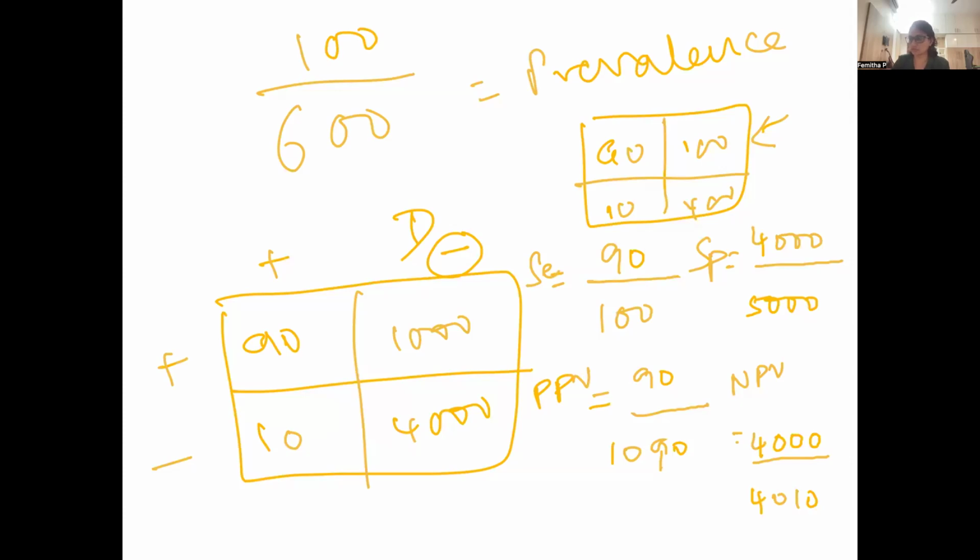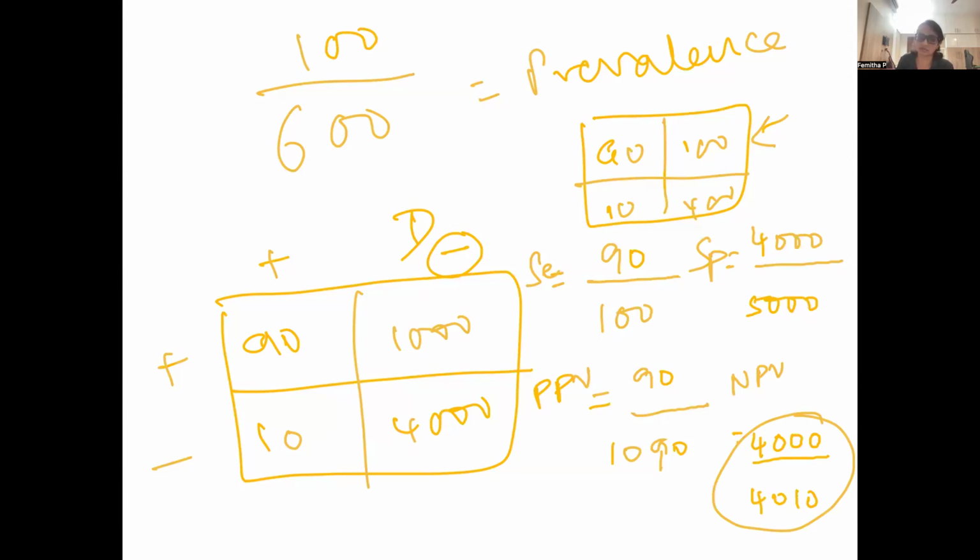It's almost 100, right? It's almost the same, the numerator and the denominator. So which means that if you have a prevalence which is very low, then the negative predictive value of your test result is very, very high. So if you get the test negative, you're sure that this patient probably doesn't have the disease in a low prevalence population.